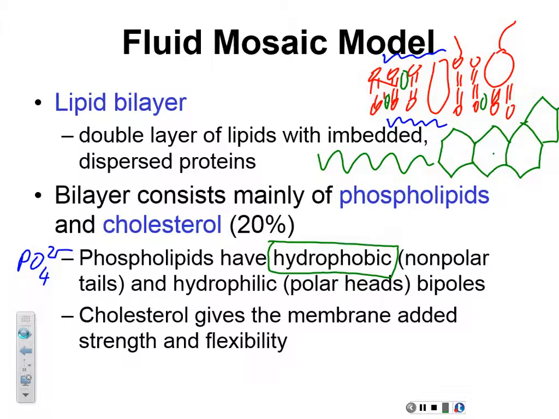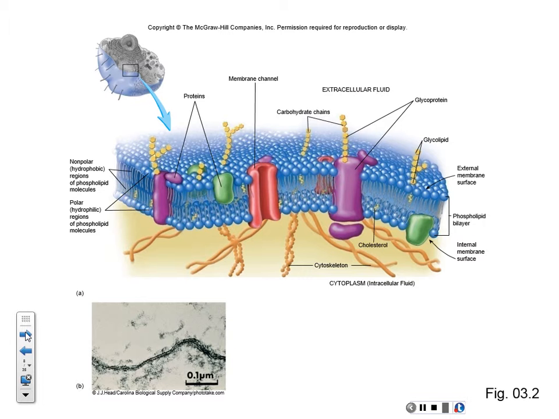And then of course cholesterol gives strength and flexibility because it's a 4-ring compound as opposed to just the straight chains on the fatty acids. So it kind of gives stability and strength. So you need cholesterol in there. So you can see all this.